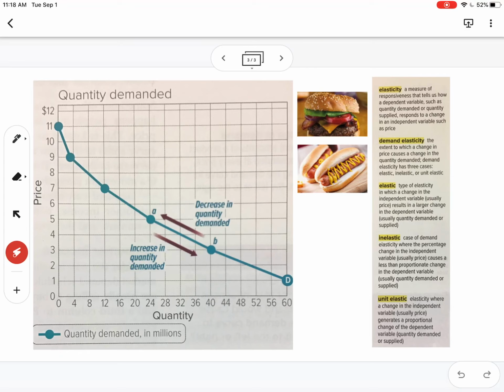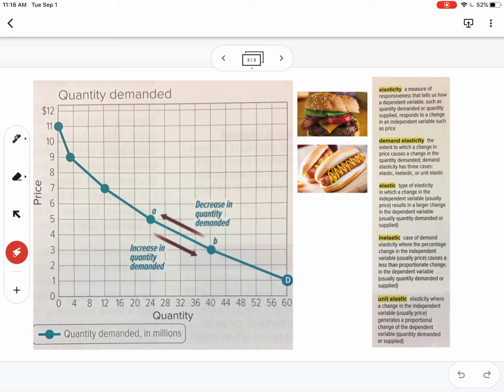Now, what are some things that affect quantity demanded? So that's what this graph is. It's a quantity demanded graph. And you can see that there's really two options: a decrease in quantity demanded or increase in quantity demanded. What affects those? Well, there are about 5 different things that affect quantity demanded. One is an income effect. So an income effect is your income goes up or down. So this is your own personal income.